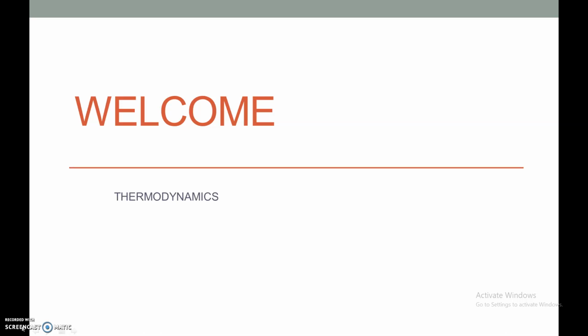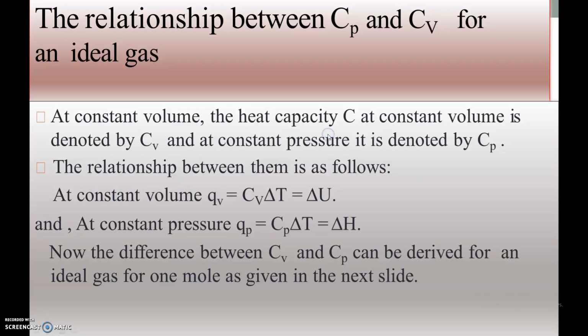We are dealing with the chapter thermodynamics, and we have seen several terms in thermodynamics. Today, we are going to discuss a new topic, that is the relationship between Cp and Cv for an ideal gas.